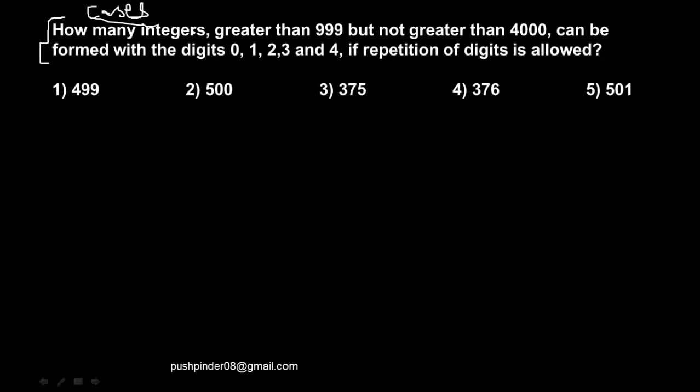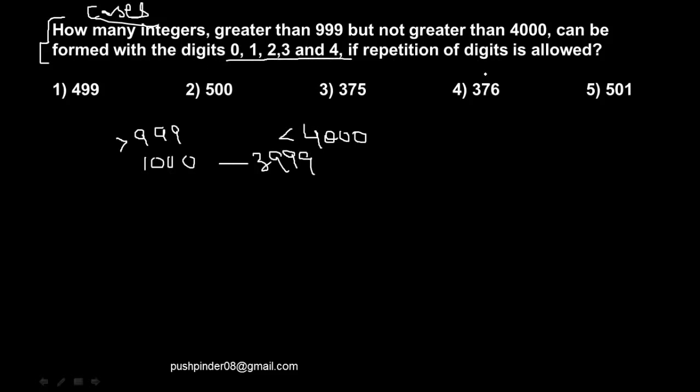Fine. So, how many integers greater than 999 but less than 4000, that means from 1000 to 3999, can be formed using these numbers if the repetition of digits is allowed? So this has to be a 4-digit number, because you're forming a 4-digit number. Had there been 3-digit numbers as well as 4-digit numbers, then there would be 2 cases, right? So it's a 4-digit number.